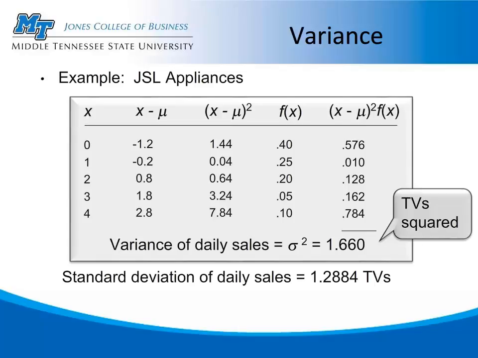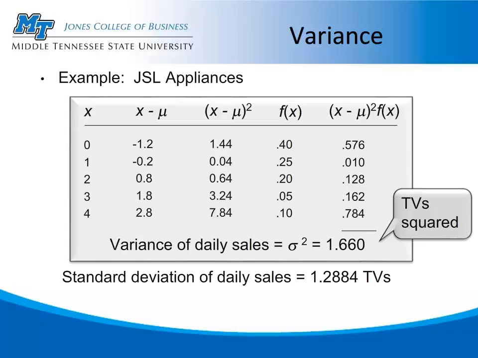But you take the deviations from the mean and you square them. The negative 1.2 squared is 1.44. The negative 0.2 squared is 0.04, and so on. But you can take those values, the difference between the value and the mean squared, and you multiply those times the probabilities. So we take the 1.44, which was the deviation squared for 0, and we multiply it times the probability for 0, which is the 0.4, and we get the 0.576.